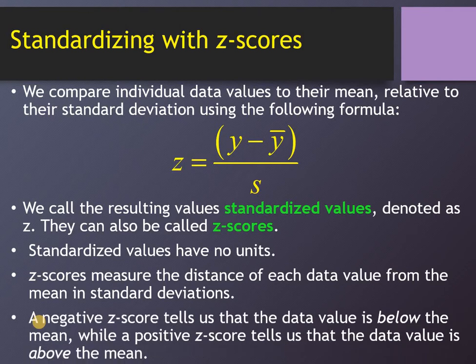Now, you've got to be careful because people oftentimes think a negative anything is bad. Negative means bad, positive means good. But it doesn't. A negative z-score just means it's less than the average, the mean. A positive z-score means it's above the average. That's all they're talking about.